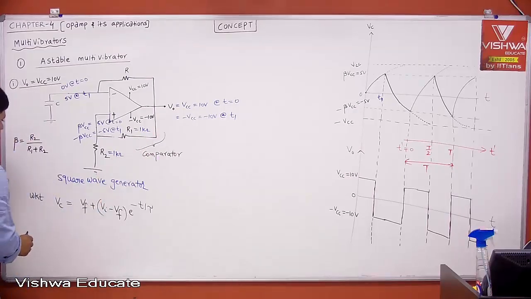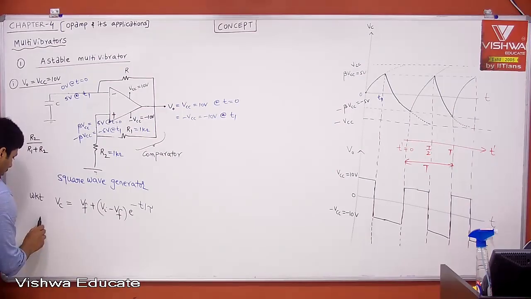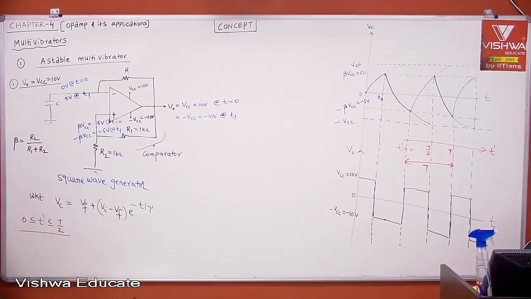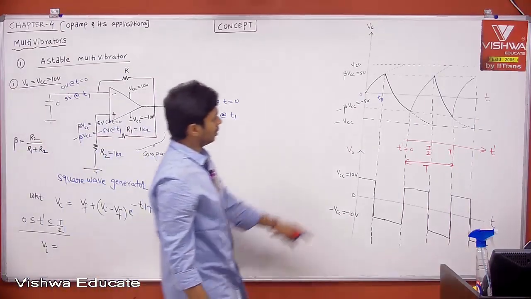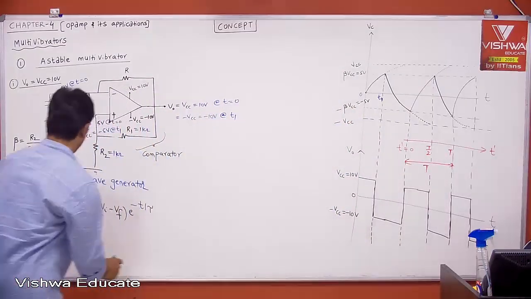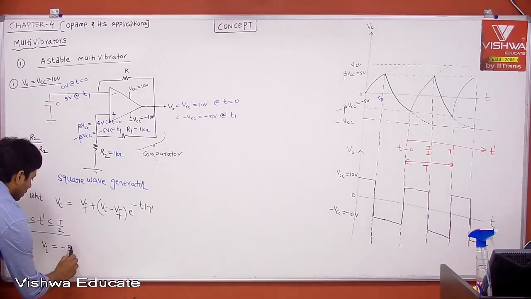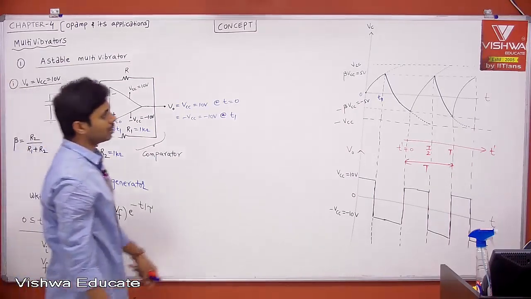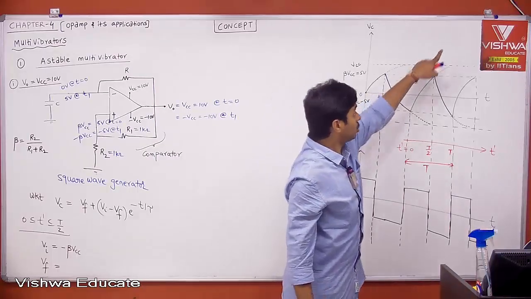Now, new time, t dash. Then 0 less than or equal to t dash less than or equal to T by 2. In between 0 to T by 2, tell me what is your initial voltage? From here to here, what is initial voltage? Your capacitor is starting from minus beta Vcc. And what is final voltage? Final voltage means the voltage it is trying to charge to. Don't say beta Vcc.